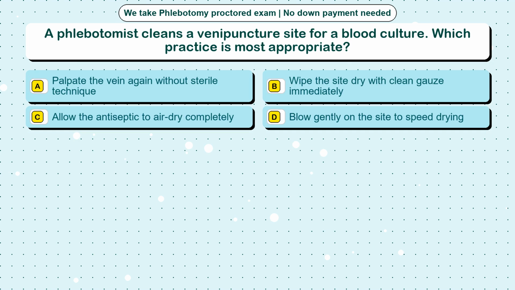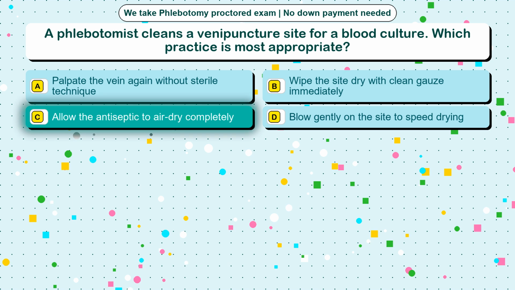Question 52. A phlebotomist cleans a venipuncture site for a blood culture. Which practice is most appropriate? Option A, palpate the vein again without sterile technique. Option B, wipe the site dry with clean gauze immediately. Option C, allow the antiseptic to air dry completely. Option D, blow gently on the site to speed drying.